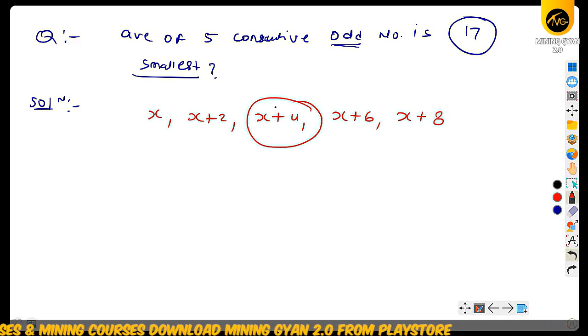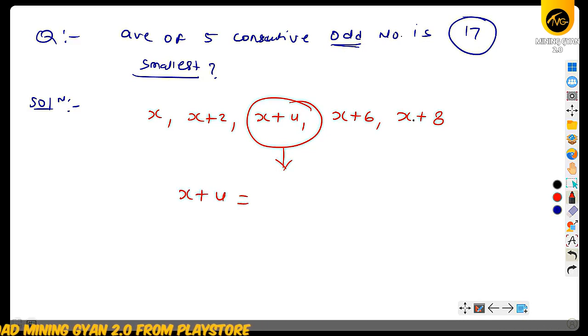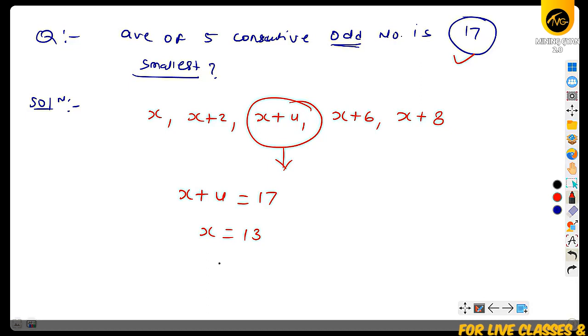Now what is the mid number? X plus 4 is the mid number, that will be x plus 4 is equal to the average. Given average is 17. Now value of x is 13 or 14? 17 minus 4 करना है आपको, so 13 is the correct answer.